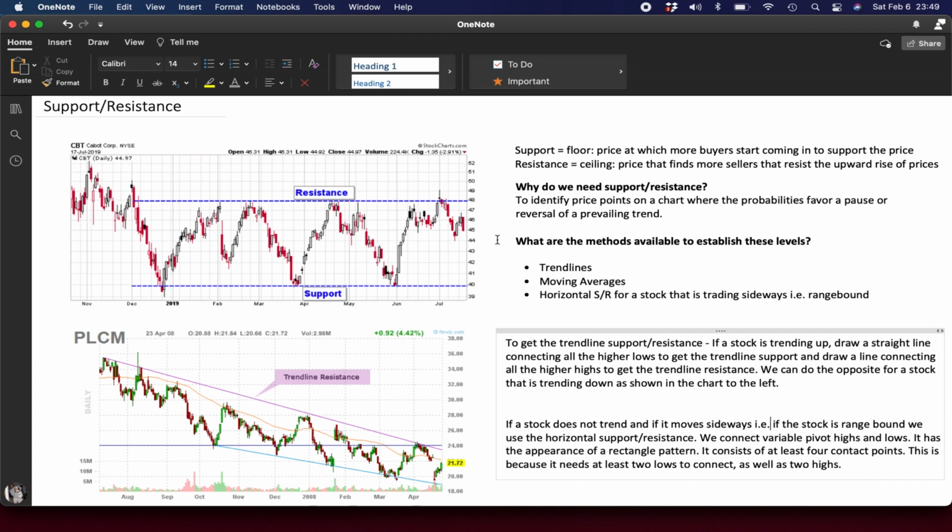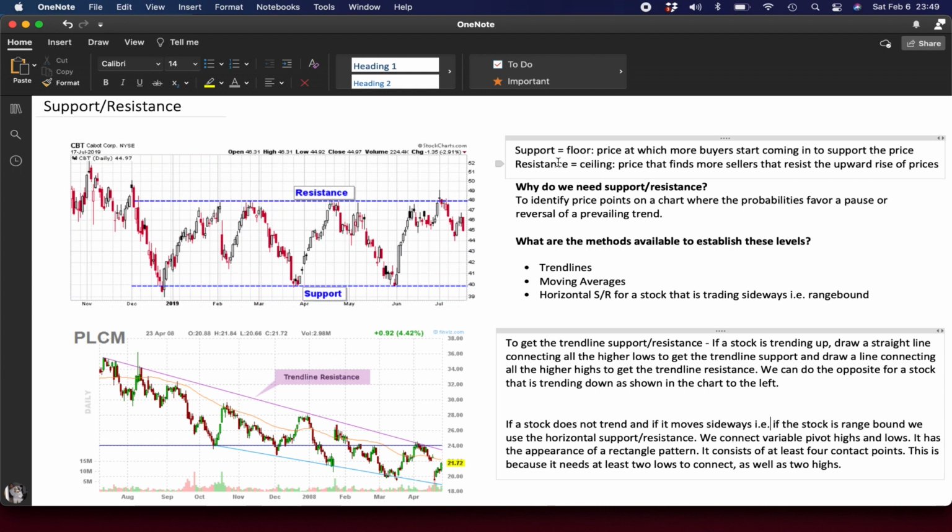What is resistance? Resistance can be viewed as the ceiling, that is, the price that finds more sellers that resist the upward rise of stock prices. Think about breakouts to the upside having a strong resistance. Now, essentially, at these levels, there is selling interest for a stock whose prices have increased quite a bit.